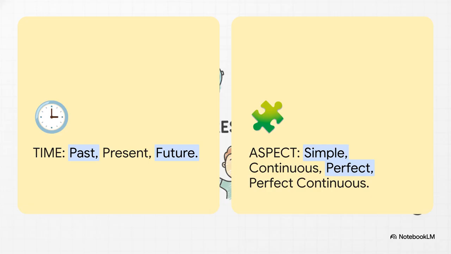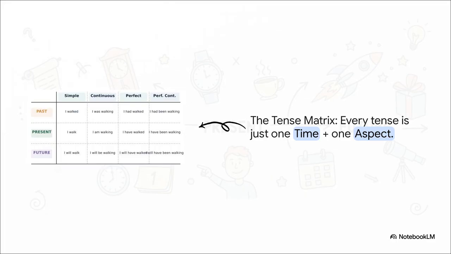Is it a simple fact? Is it an ongoing process? Or is it something that connects different moments in time? And this is what puts it all together so beautifully. This is the tense matrix. This is your map, your cheat sheet to the entire system.